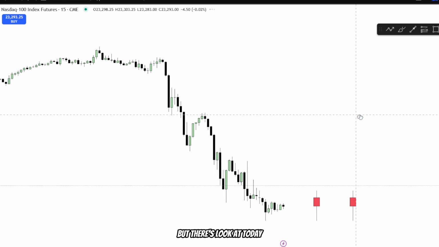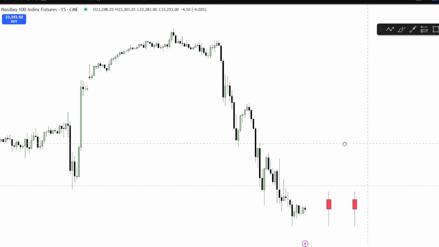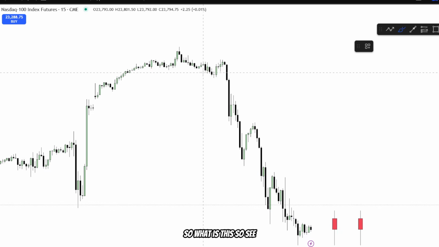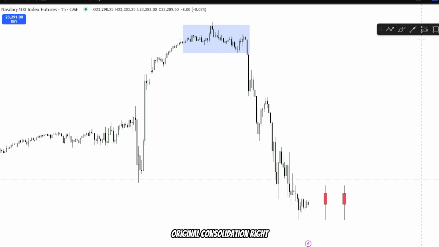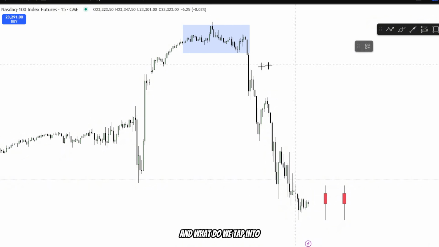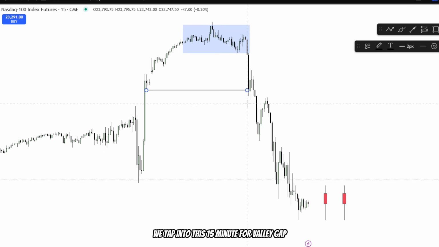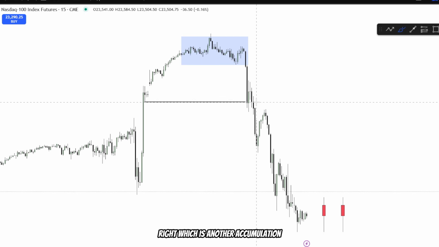But look at today, right? There's so many opportunities for re-entries. So what is this? This is actually a perfect example. Original consolidation, right? Then we have this first stage of distribution. And what do we tap into? We tap into this 15-minute fair value gap. So we have a short-term retracement, which is another accumulation, right?